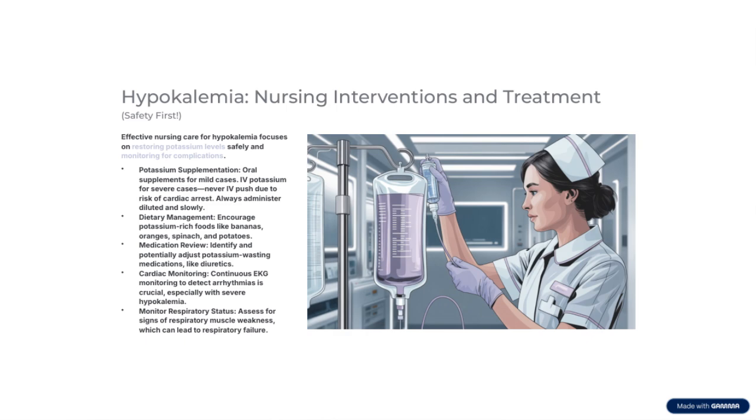In summary, effective nursing care for hypokalemia involves restoring potassium levels safely, whether through medication, diet, or both, and continuously monitoring for potential complications. Remember, safety first. Always prioritize patient safety throughout this process.